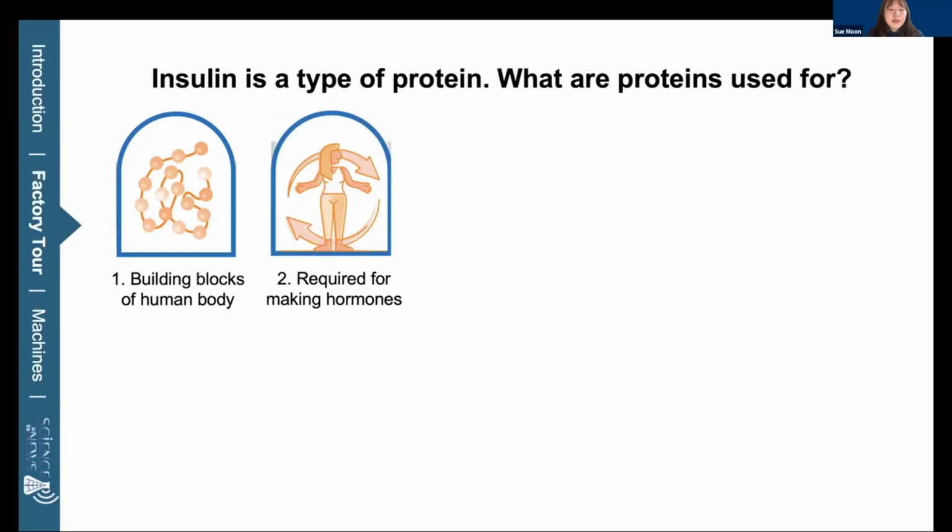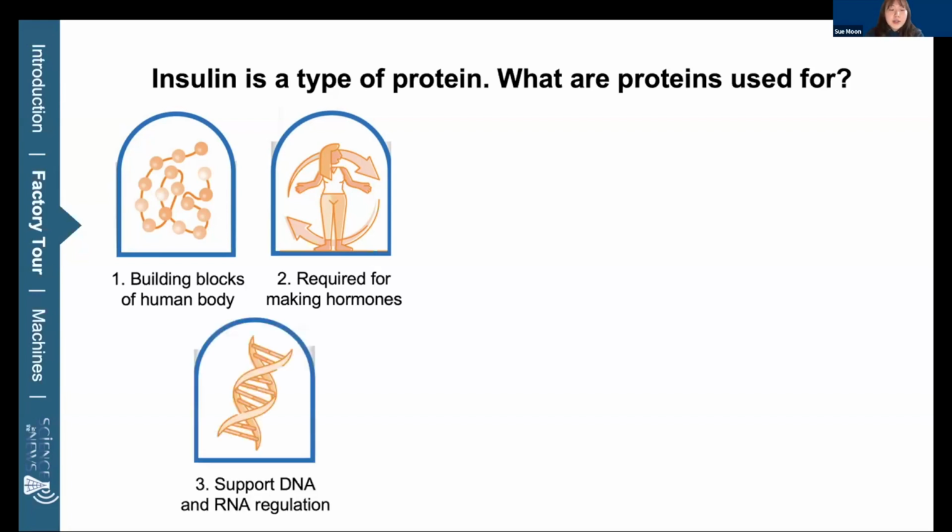And second, proteins help make hormones, which control many processes in our body and keep it balanced. For example, they regulate things like energy levels throughout your entire day. Third, proteins help control how our genetic information is used inside the cell. They help decide which instructions in our DNA are turned on and off. And as you can see, our body cannot function without proteins.